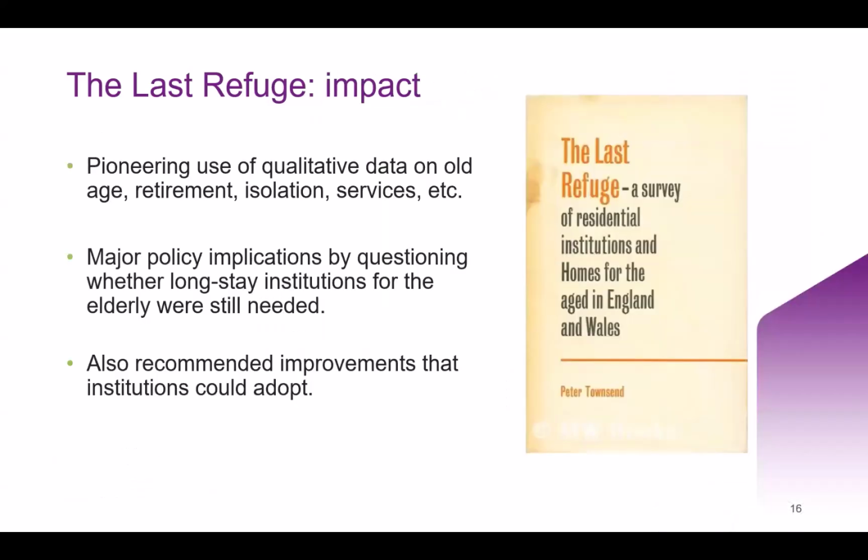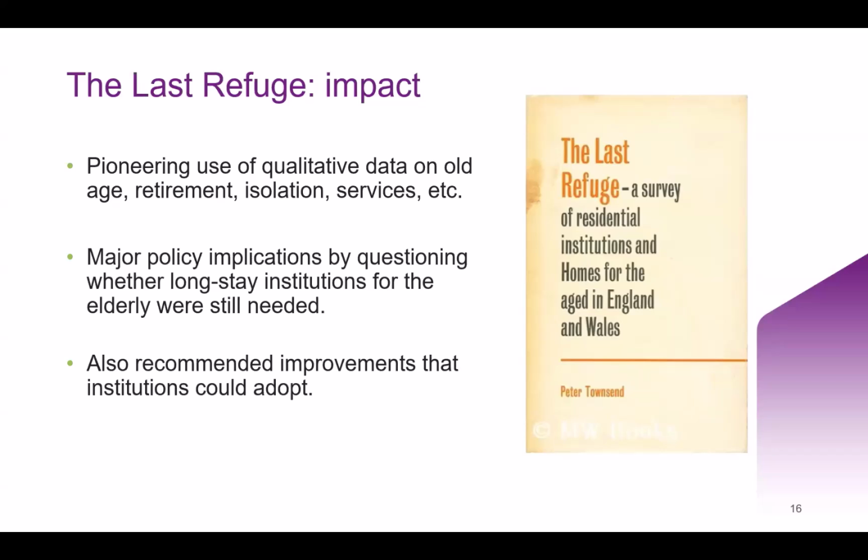And the reason this collection is so influential is twofold. One is that it was a pioneering use of qualitative data in the area of old age, retirement, isolation, services, and so forth. So some quantitative work had been done, but really the use of qualitative data for this kind of direct policy relevance was new with Townsend's work.